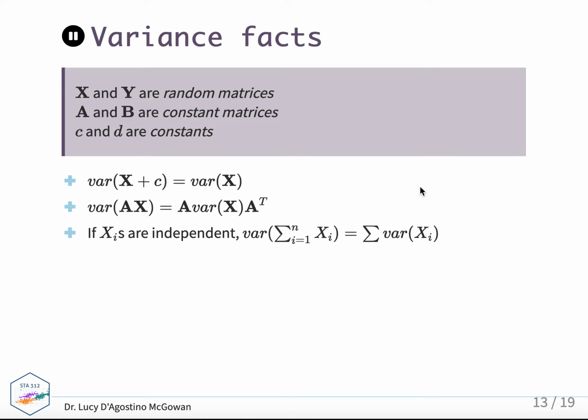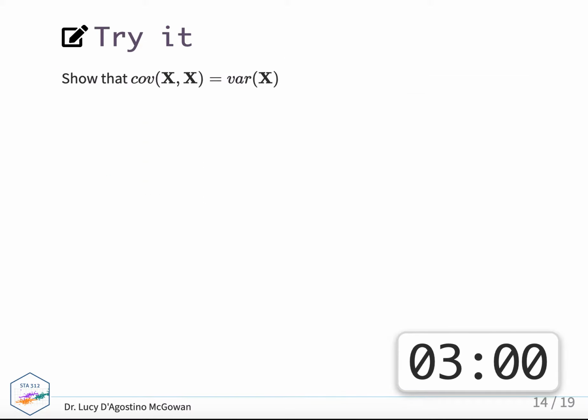And if the xi's are independent, then the variance of the sum of the xi's is equal to the sum of the variances of the xi's. But if they are not independent, which is often the case, then you cannot do this, where you can basically pull the sum out. Okay, so what I want you to do now is show that the covariance of x and x is equal to the variance of x. And so you're going to use that definition of covariance that I showed a couple slides ago and show that that's equal to that definition of variance. I'm going to give you a couple minutes to work through that.